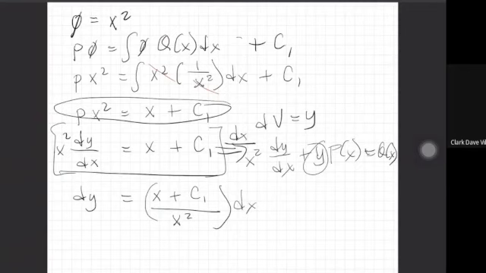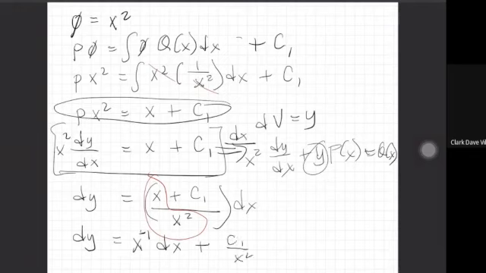And so, the denominator, this should be x to the negative 1. We can write it this way, with dx, plus c sub 1 over x squared, with dx, because we can distribute the dx and also the denominator. Can you follow me, class? Yes. Okay, let's continue.